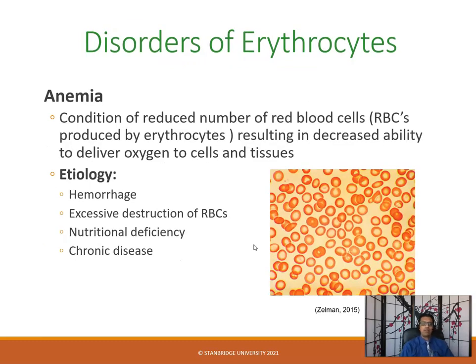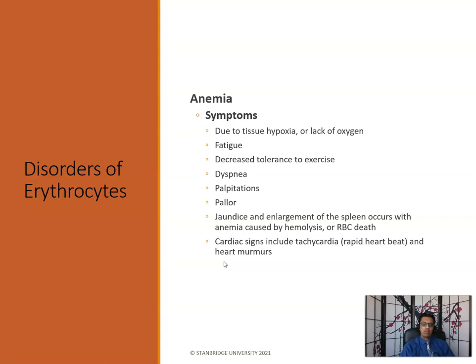So let's start off with disorders of erythrocytes, and that's going to be anemia. That's a condition of a reduced number of red blood cells produced by erythrocytes, resulting in decreased ability to deliver oxygen to cells and tissues. Now, the etiology: you can get hemorrhage, excessive destruction of red blood cells, nutritional deficiency, or chronic disease can also cause anemia. What are some symptoms that you might see in a patient?